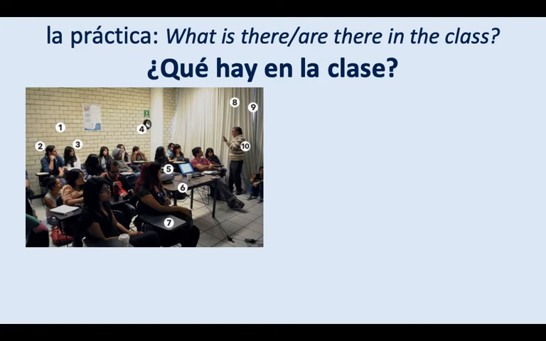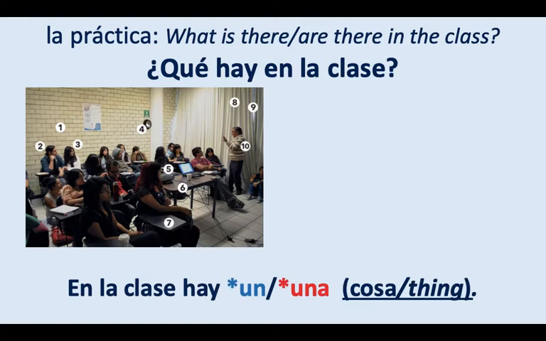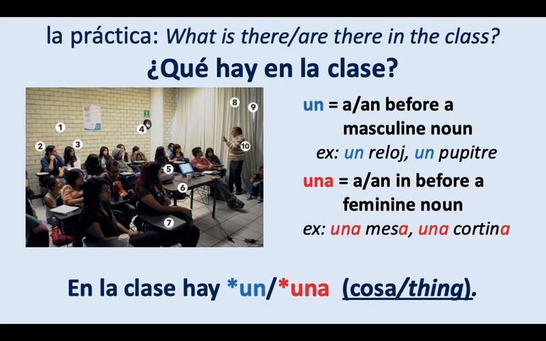Now this interesting little verb means, in a question, is there, are there? And in answer, it means there is or there are. Interesting because it can be either singular or plural. So, ¿qué hay en la clase? What is there in the class? Or, what are there in the class? It can be singular or plural. And you're going to respond, en la clase hay un or una. And remember, un is the masculine way to say a or an, un reloj, un pupitre. Una, the feminine way to say a or an, una mesa, una cortina.